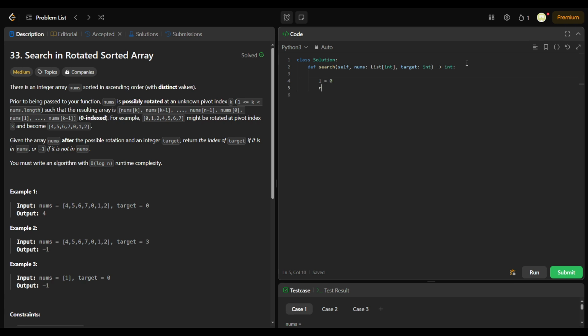So let's get the left pointer and the right pointer and set those up. So we're going to say L is equal to 0, R is equal to length of nums minus 1, right? And we're going to say while the left pointer is less than or equal to the right pointer, we're going to get the midpoint, right?